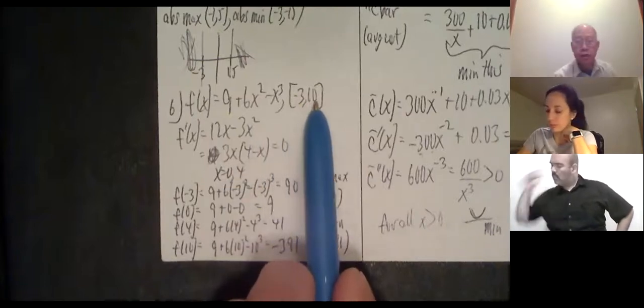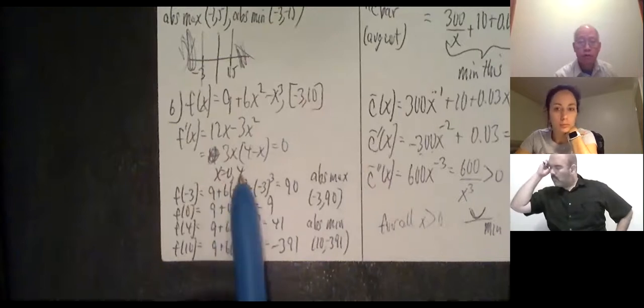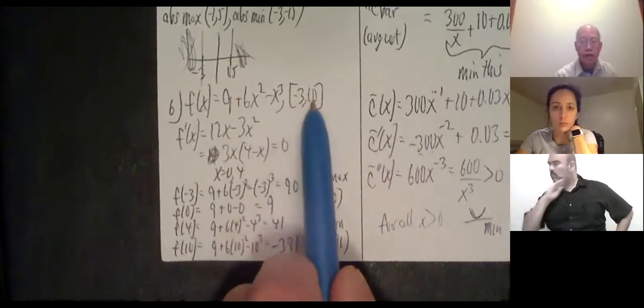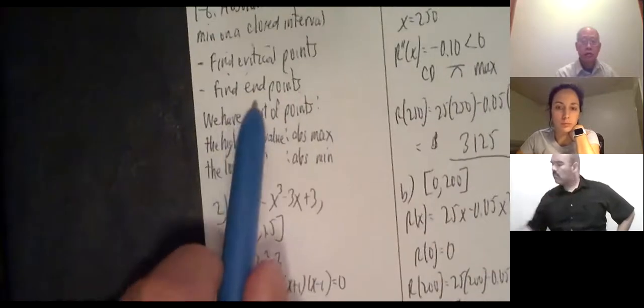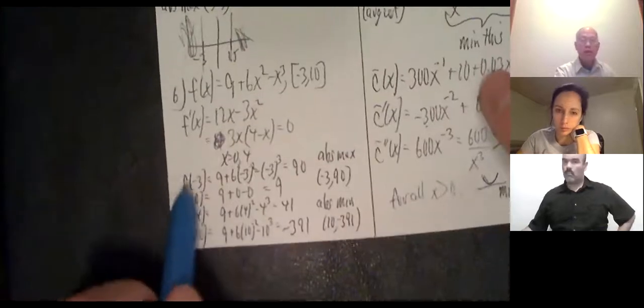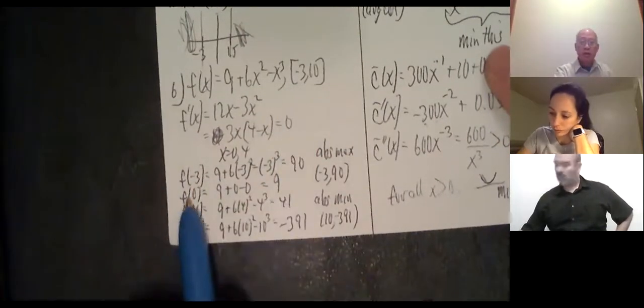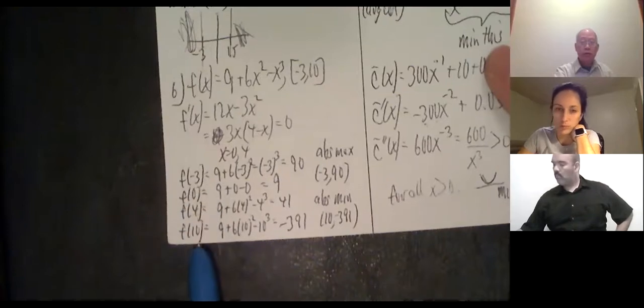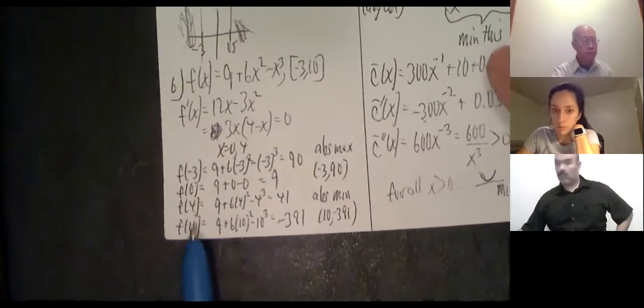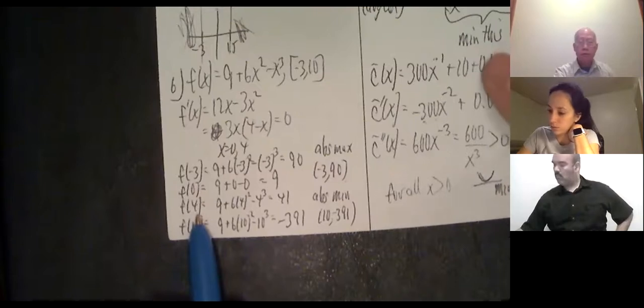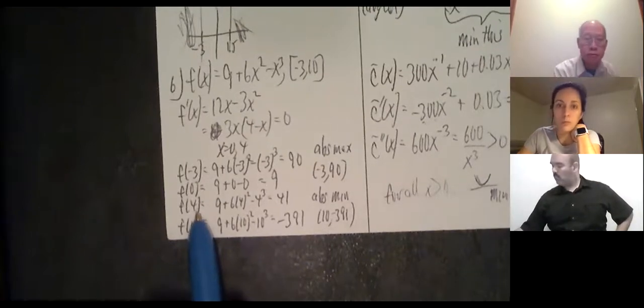So I have 4 numbers to check out: 0, 4, -3, and 10. Okay, so you always have to check the 2 endpoints and the critical points. And I listed them in order from smallest to largest. So I'll plug in -3, 0, 4, and 10. Okay, so that's the way it works.